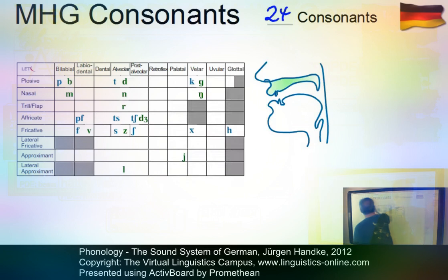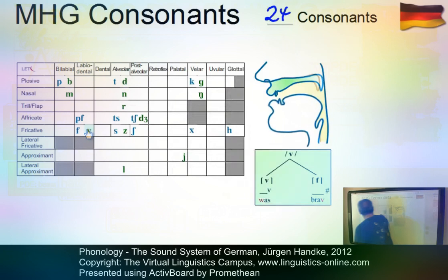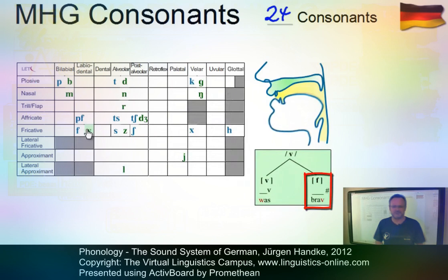Here we have the d as in Rudi, dann, and in the final position Rad. And in the final position you can clearly hear it, it is devoiced, Rad. The same applies to the voiced labiodental fricative, was, and then in the final position we don't have brav, but brav. So clearly an effect of final devoicing in German.